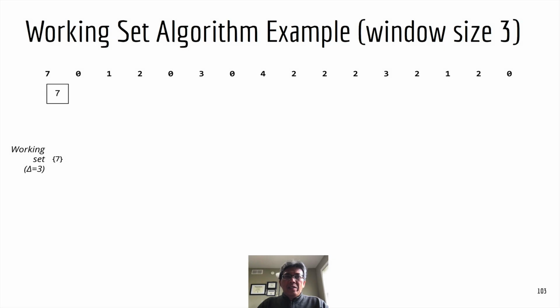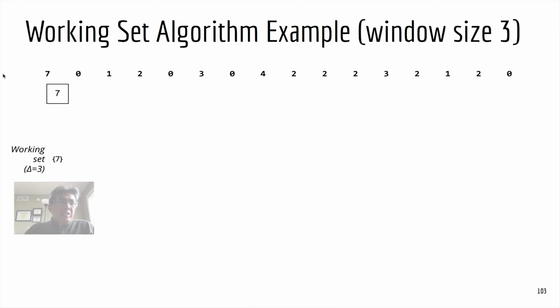To understand how the working set algorithm dynamically adds or removes pages from your memory frames, let's look at this example, and we are going to be using window size 3. So initially, when nothing is loaded to your RAM and the first memory reference is to page 7, page 7 is a page fault, and 7 will be added to your frame.